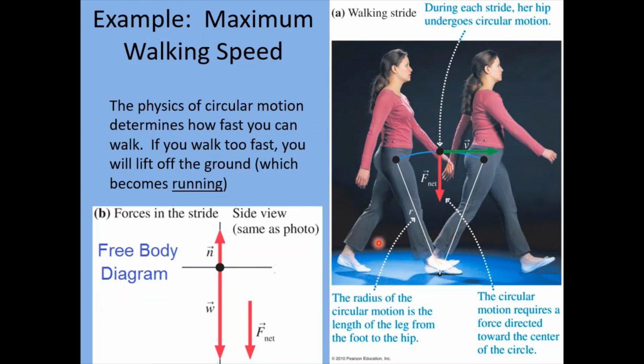So if we look at a free body diagram, we've got weight down and we've got the normal force of the ground pointing up on our foot. Now, in order for there to be circular motion here, we need a net force pointing down. So let's go ahead and look at this in the next slide.